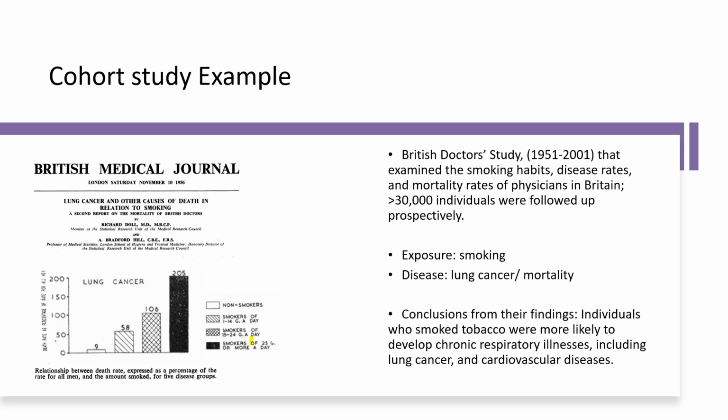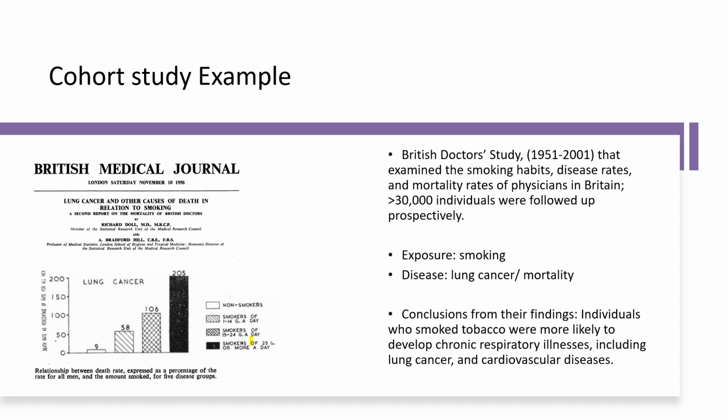An example of a cohort study is a well-known study that occurred in the UK among British doctors. It was a prospective study for a long period, 1951 to 2001. More than 30,000 individuals were followed up. They were examined for smoking habits, disease rates, and mortality. So the exposure here was smoking, and the disease they were looking at was lung cancer or mortality.